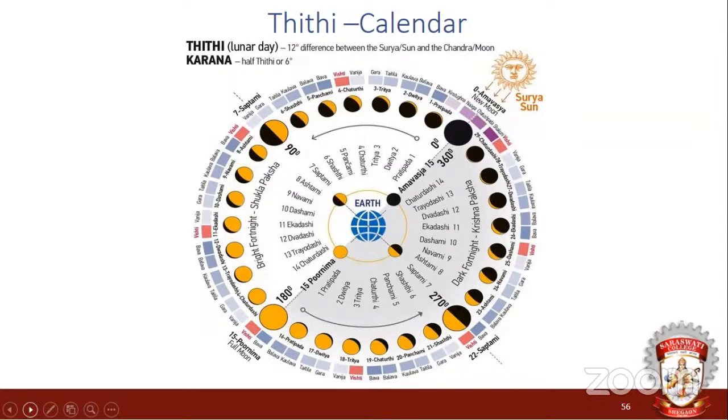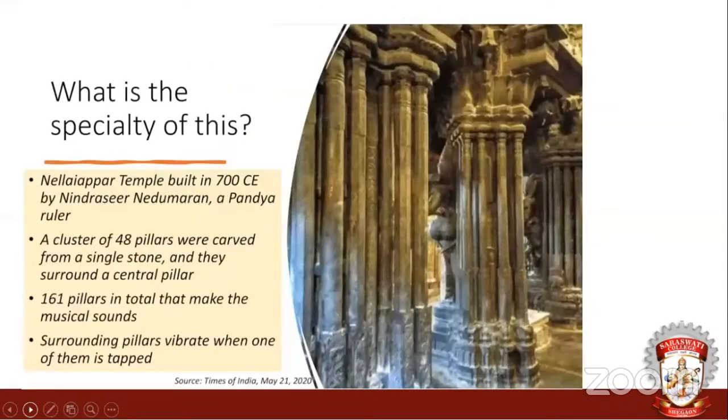Where Galileo was punished for discovering the telescope and for stating some facts, there we had already made the calendar. So is it not the science? Don't we need to bring that into mainstream education? So that's what the Indian knowledge system has.